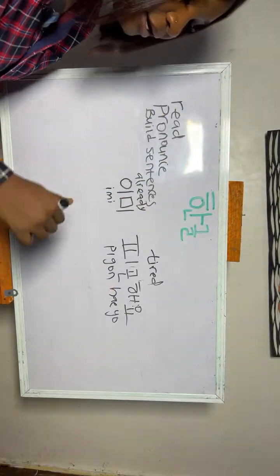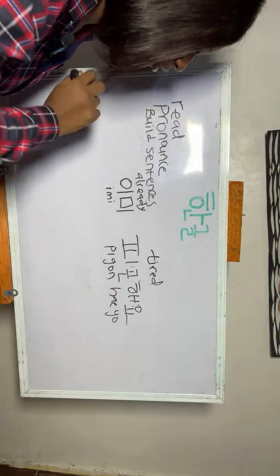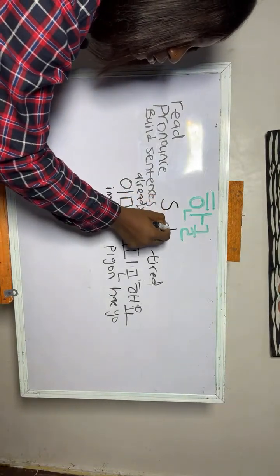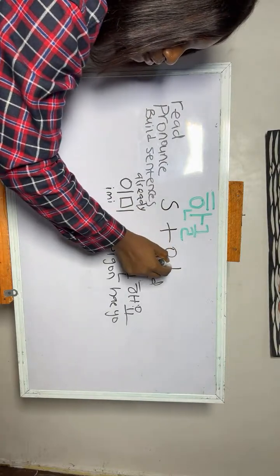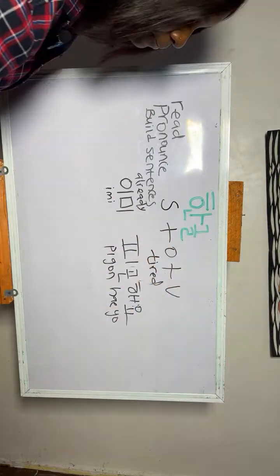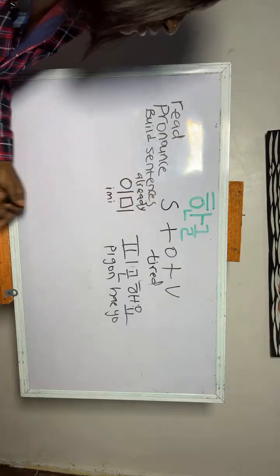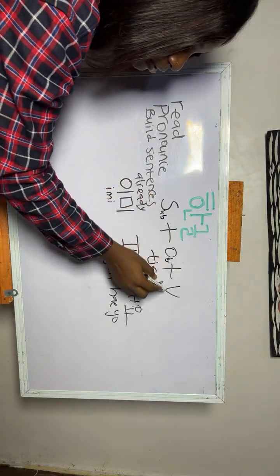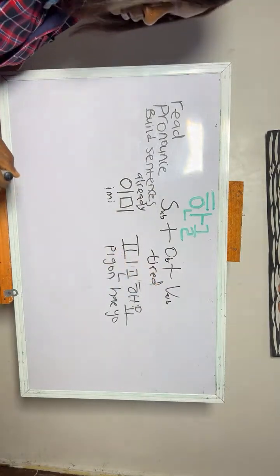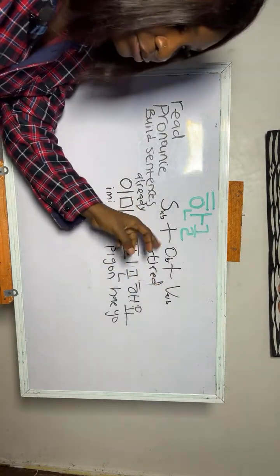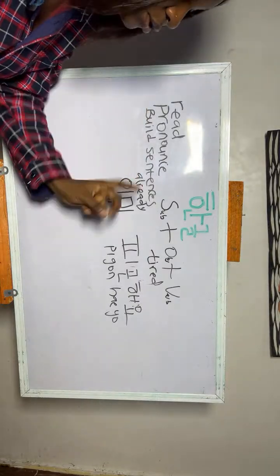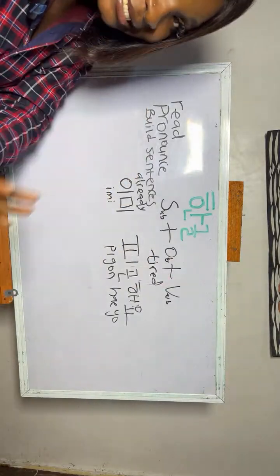But you can now choose to put, so let me quickly put this up here, subject plus object plus verb. What this simply means is subject, object, and verb. And this is the sentence structure in the Korean language. You might want to definitely write that down. So subject plus object plus verb. That is the sentence structure.